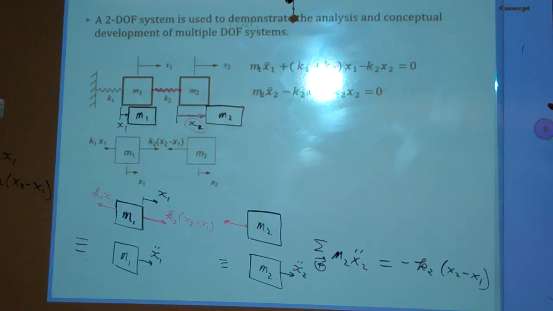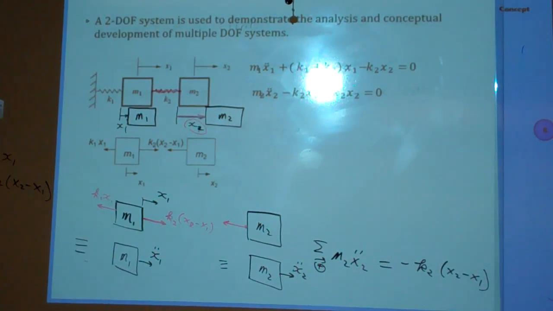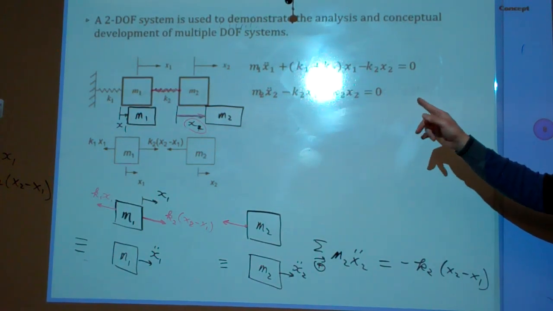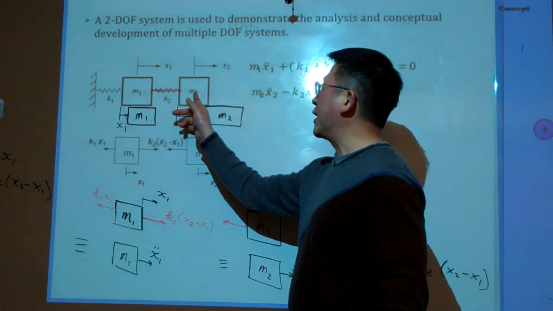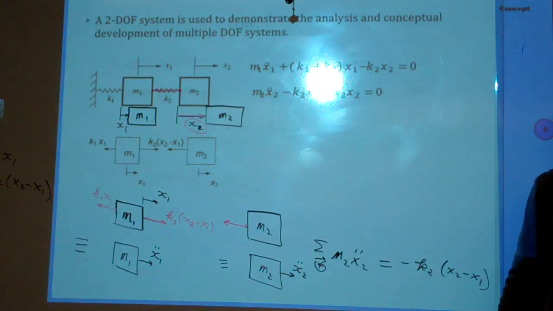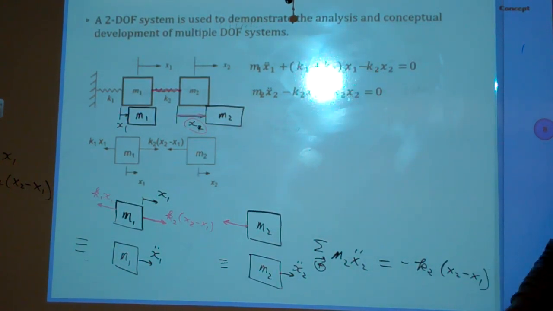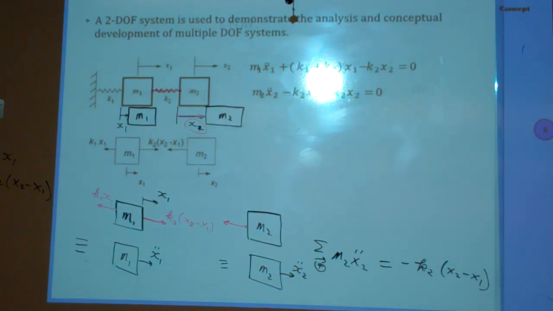Okay, so with this one, then, any questions about this? Okay, so with this one, you can see we have 2 degrees of freedom here because we have 2 mass blocks. So you should expect 2 equations of motion. Okay, so that's a little bit different from what we learned in single degree of freedom.